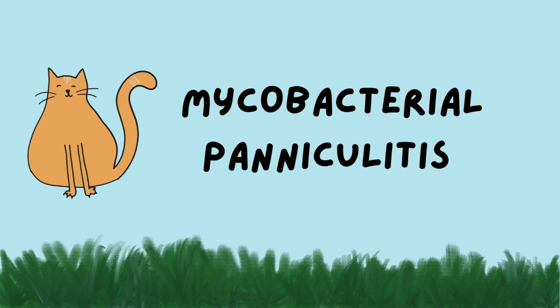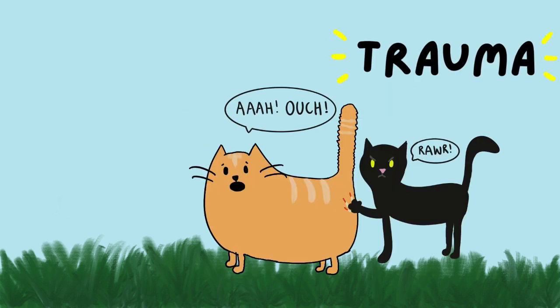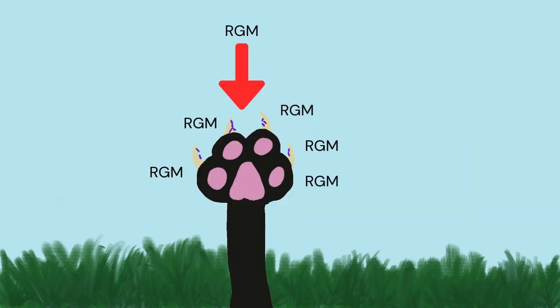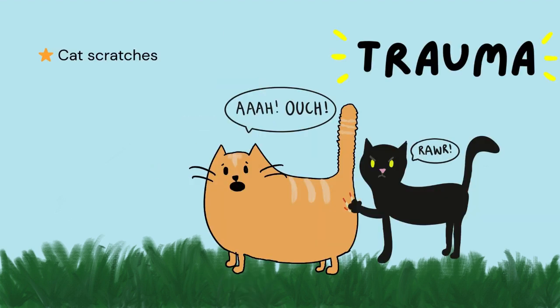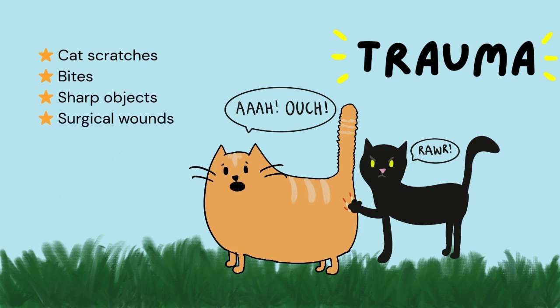My primary mode of transmission? Trauma, especially via cat scratches. Cats pick me up under their claws from the soil and pass me along in fights. I can also enter through bites, sharp objects, or surgical wounds.